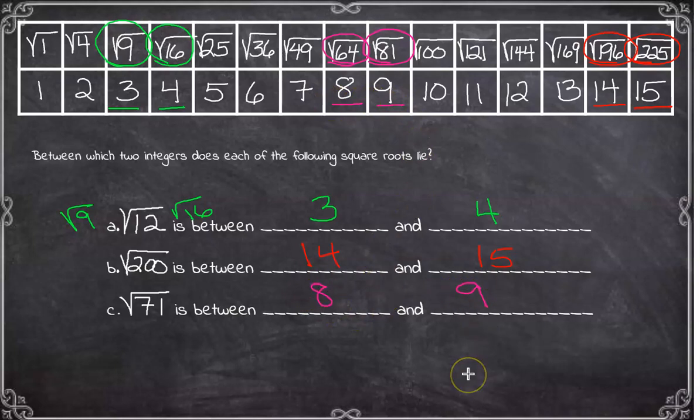And that's all you have to do with these types of problems where it asks you for the two consecutive integers that the square root falls between.